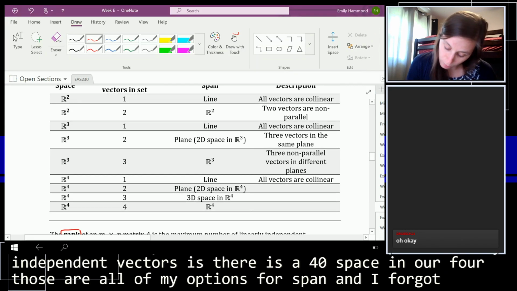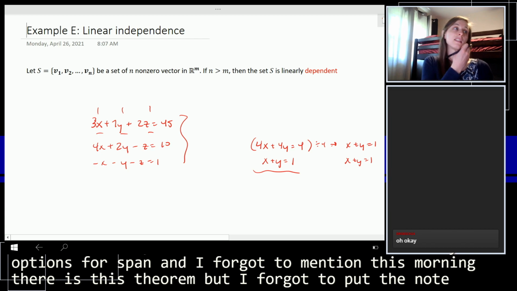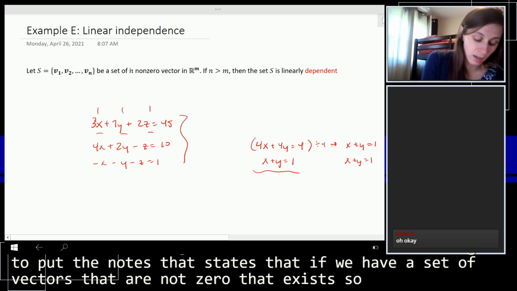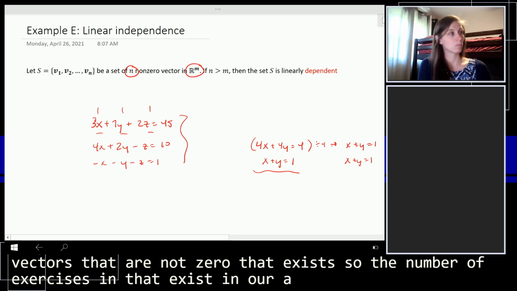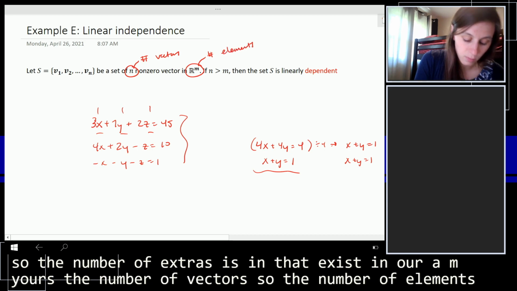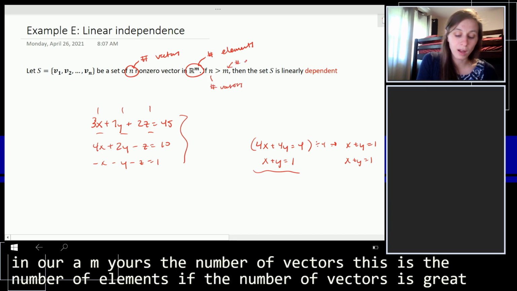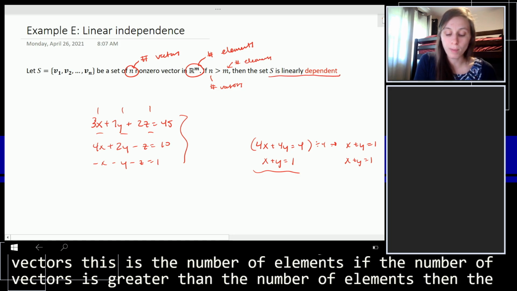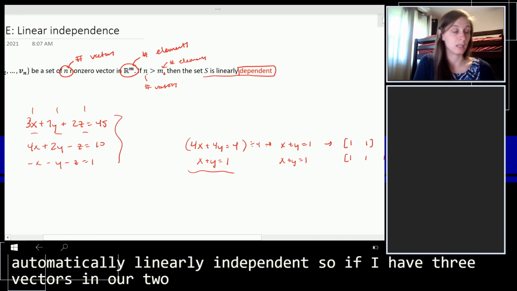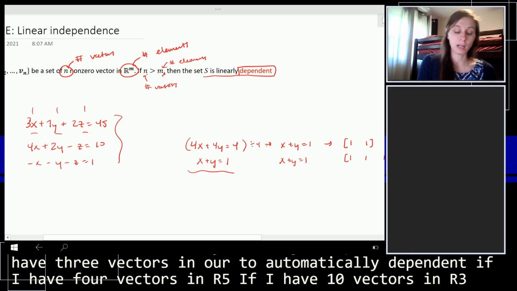And I forgot to mention this morning, I'll email it out. There is this theorem that I forgot to put in the notes that states that if we have a set of vectors that are not zero, so the number of vectors is n, that exist in Rm. So here's the number of vectors. This is the number of elements. If the number of vectors is greater than the number of elements, then the set of vectors is automatically linearly dependent. So if I have 3 vectors in R2, it's automatically dependent. If I have 4 vectors in R5, if I have 10 vectors in R3, it's automatically dependent.